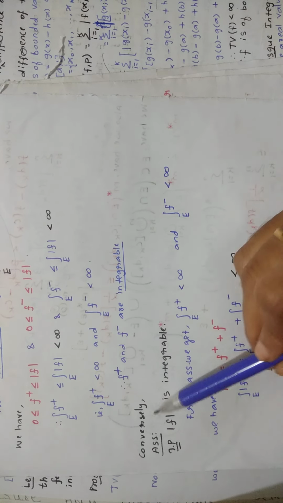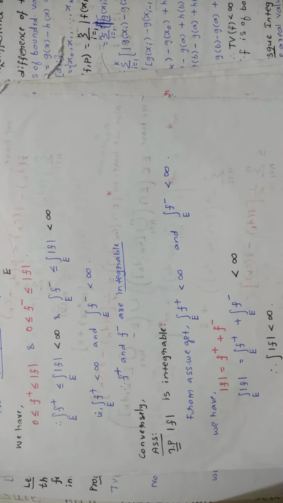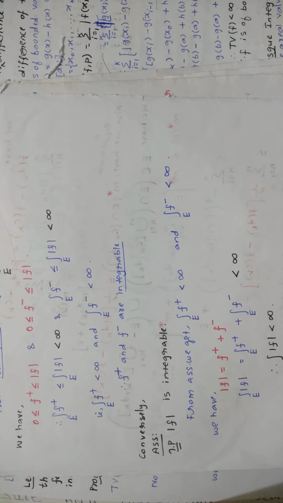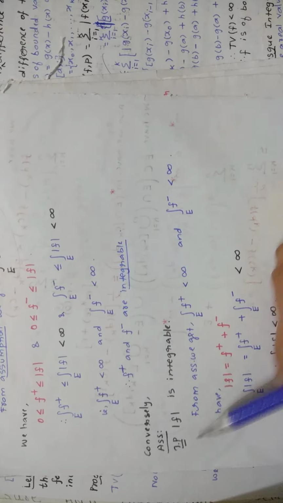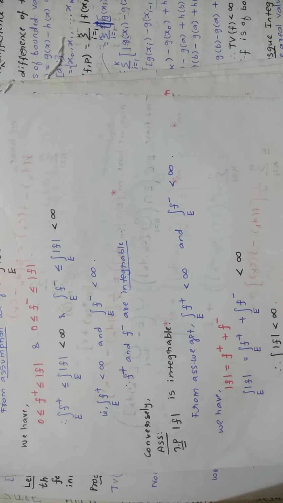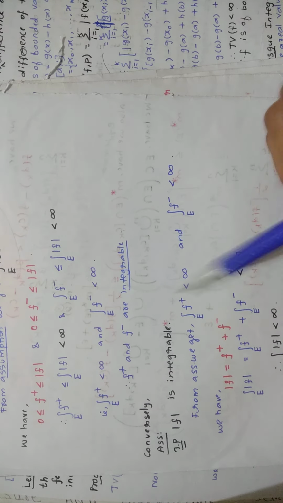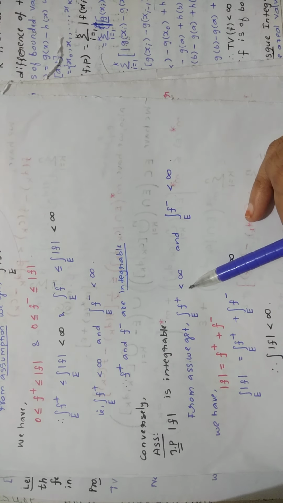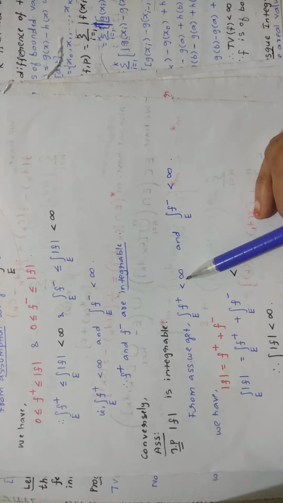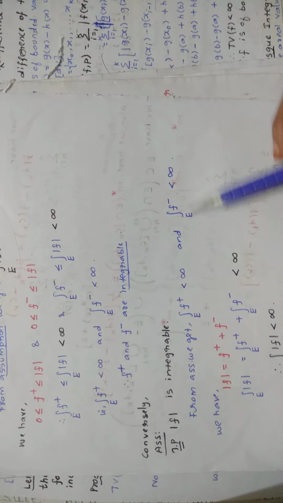In the converse part, what will you do? You have to assume what you proved in the previous one. You are assuming f plus and f minus are integrable, to prove mod f is integrable. To prove that, from the assumption you can write these two, because f plus is integrable and f minus is integrable. So by the definition of integrable, you can write these two.